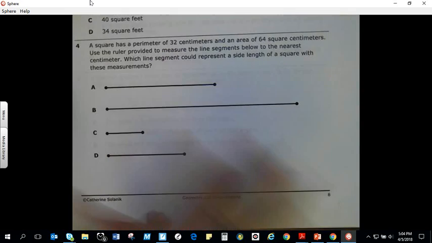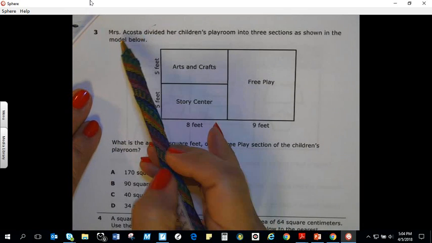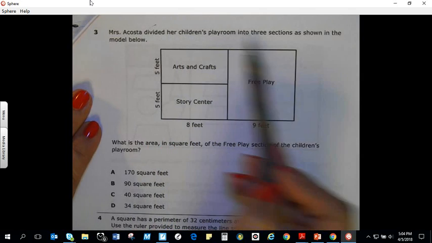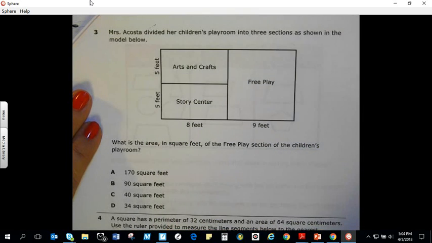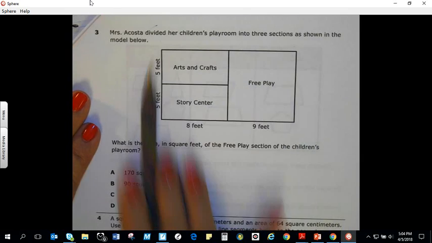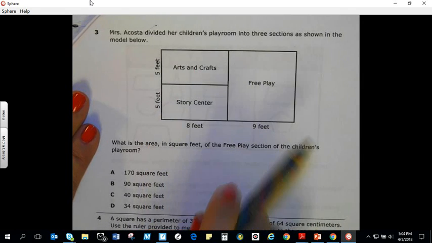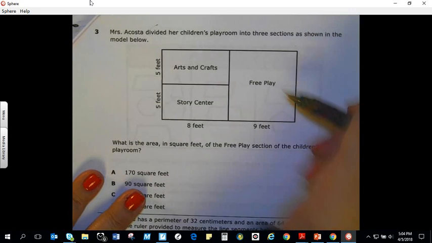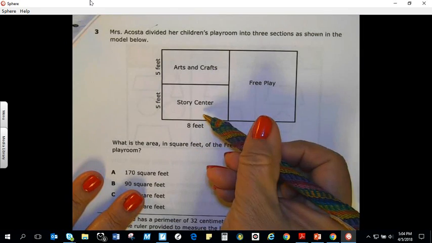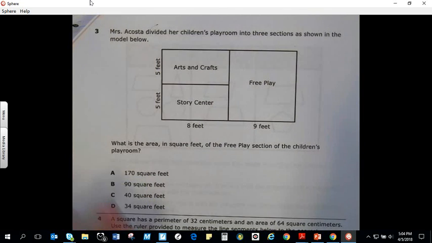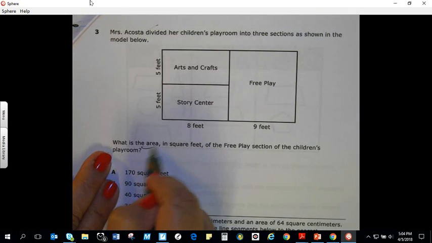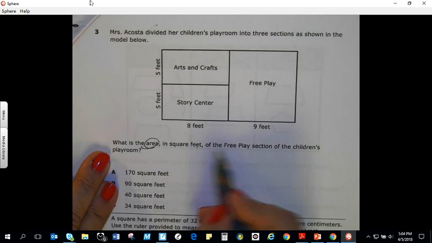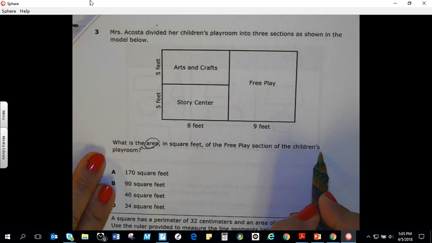All right, I'm looking at question number 3. Question number 3 reads, Mrs. Acosta divided her children's playroom into 3 sections as shown in the model below. All right, so here's the whole room itself. Now she's saying, okay, I'm going to take this room and make part of it a free play, part of it arts and crafts, and part of it a story center. So it's just like stations. What is the area, in square feet, of the free play section for the children's playroom?